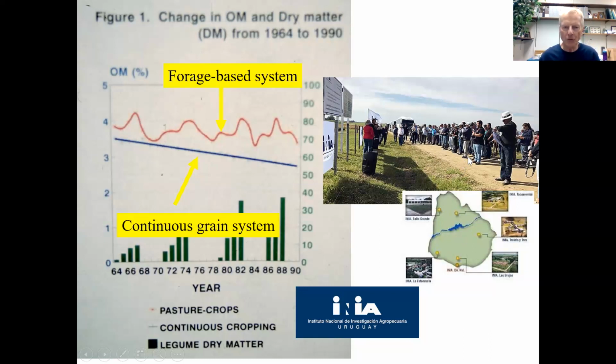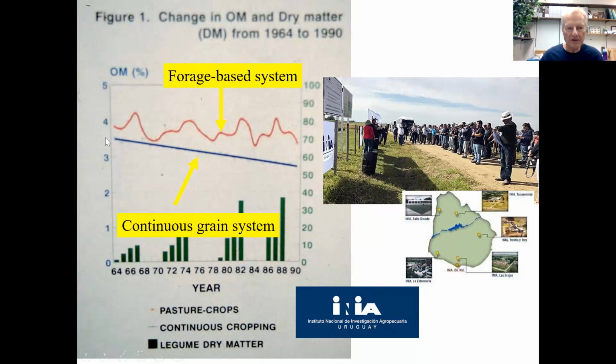And this is home to the longest running crop rotation study in South America. And they started it in the late 50s, and they compared two farming systems, a continuous grain system. So this is a subtropical region, so they grow 3 crops in 2 years. And then a forage-based system, where the rotations are 8-year rotations, and the forage-based rotation has 4 years of forage and then 4 years of grain. And the continuous grain system is only ever grains.